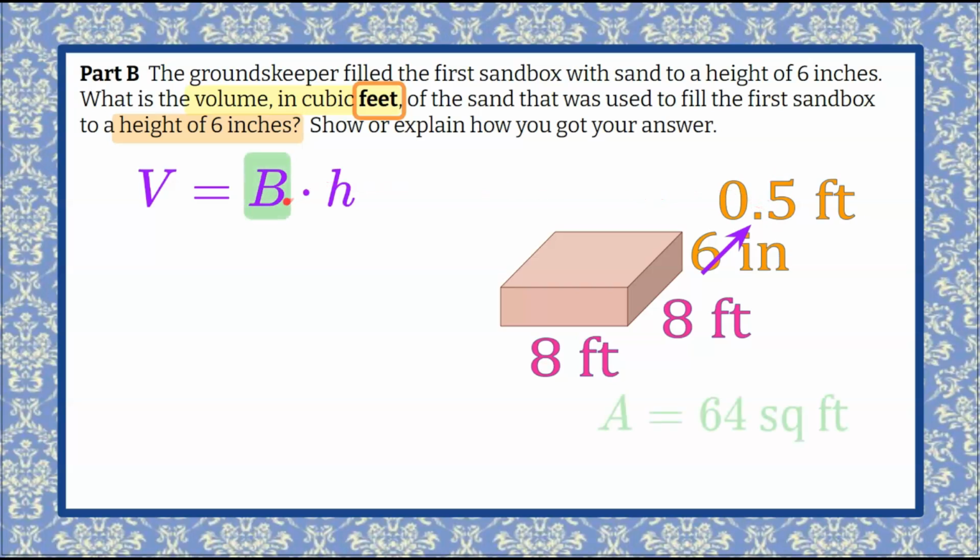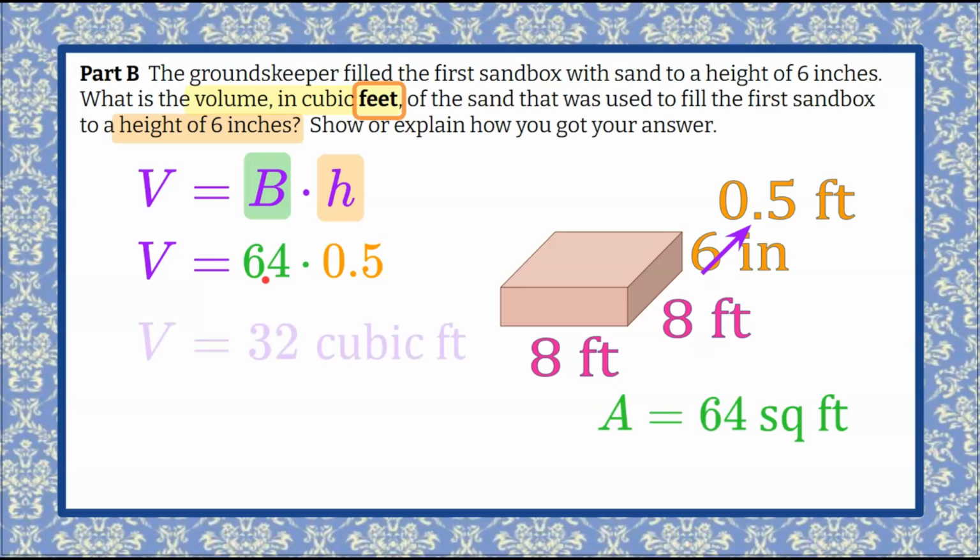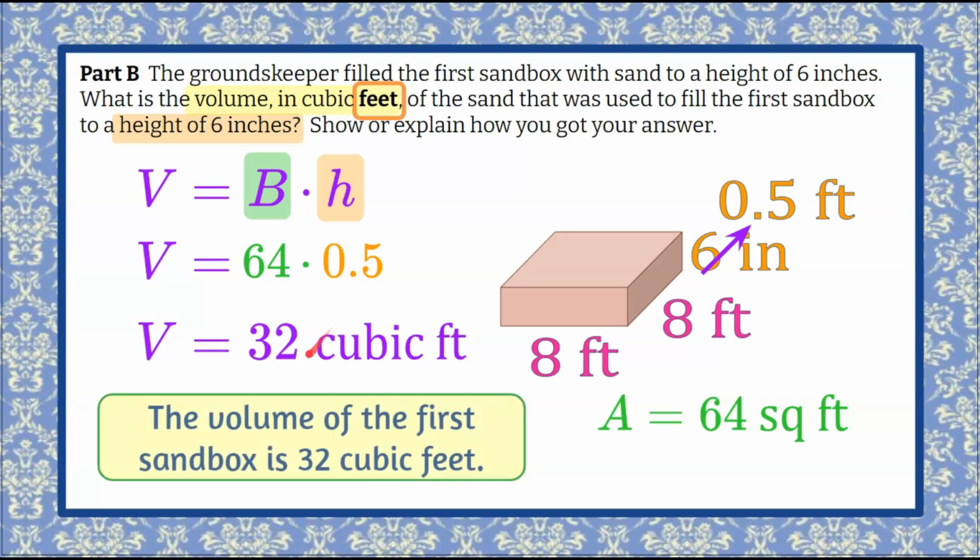Now we're ready to come back and remember that in part A, we identified that the area of this base was 64 square feet, 8 times 8. So let's rewrite our volume formula. We know that the area of the base is 64 from part A, and height in feet is 0.5 or 1/2. We're going to multiply 64 multiplied by 1/2, or half of 64, gives me 32, and our unit is cubic feet. So we can conclude that the volume of the first sandbox is 32 cubic feet.